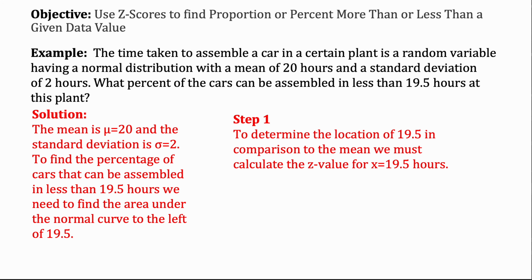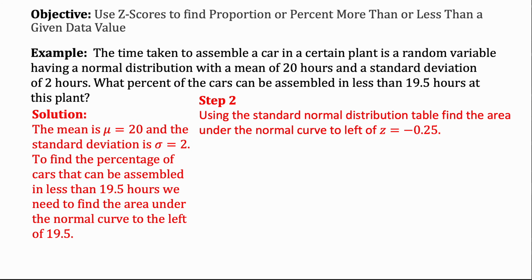First thing we need to find is, what is the z-value that corresponds with 19.5? So we're going to take that 19.5, subtract off the mean, in this case 19.5 minus 20, and then divide by the standard deviation of 2. We're going to get negative 0.25. So what does that mean?